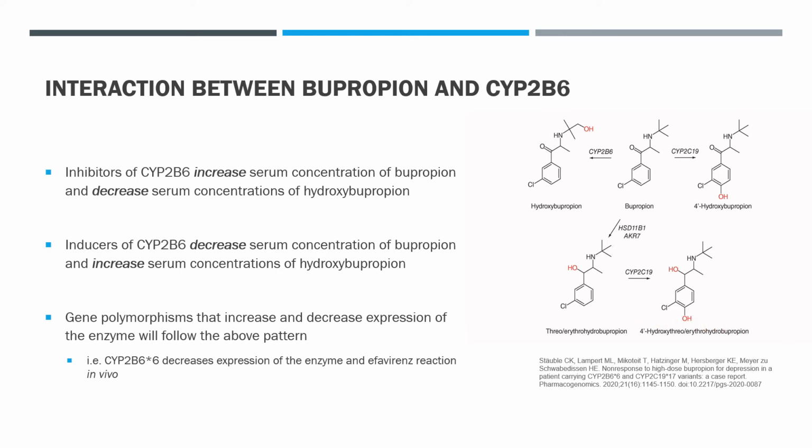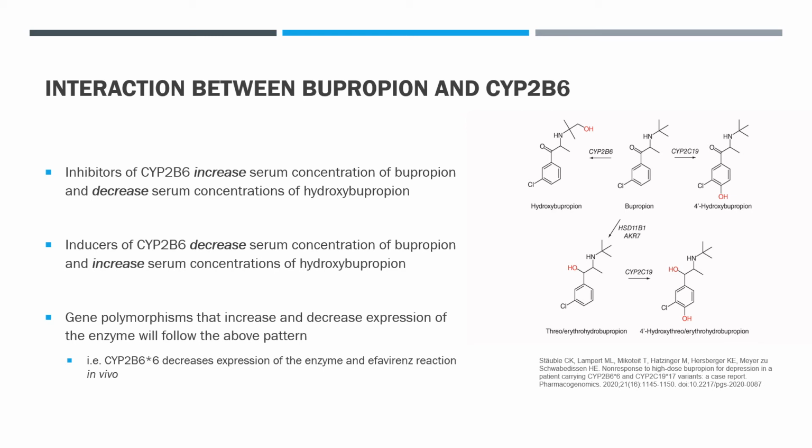So in thinking about that, we can think about what inducers and inhibitors of CYP2B6 might do to a drug. If you have an inhibitor of CYP2B6, it's going to increase the serum concentration of bupropion and decrease serum concentrations of hydroxybupropion, and the opposite for anything that will induce it. You can think about that the same way that you would think about the enzyme expression. If we have higher expression of the enzyme, we're going to have less active metabolite, so we're going to decrease the concentration of the active metabolite, and we're going to increase the concentration of bupropion itself.